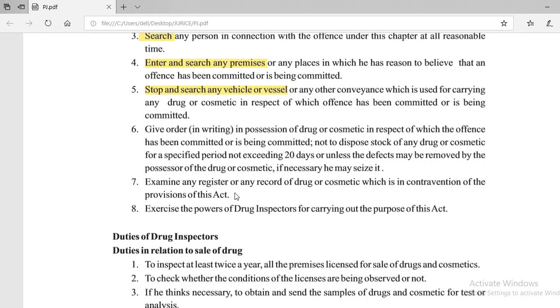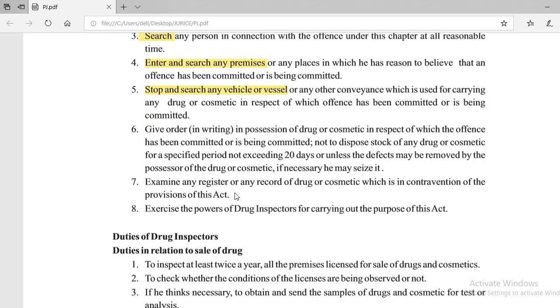And if the drug inspector suspects such things, then he can examine that register also, and he can correlate the stock available in the shop and the stock mentioned in the register, right? So he can correlate those things, and he has that power also to ask for the register. Register of what? Any register which is about drugs or which is about the cosmetic.